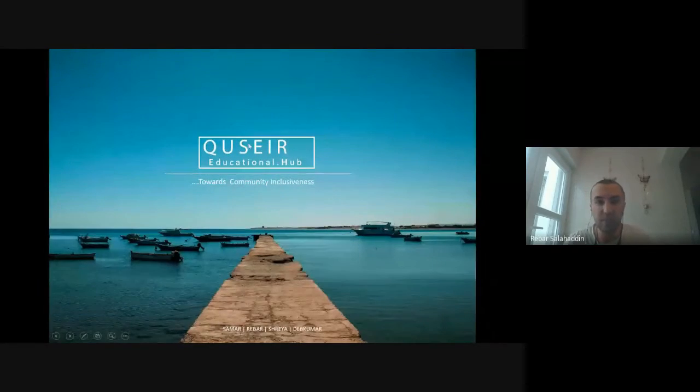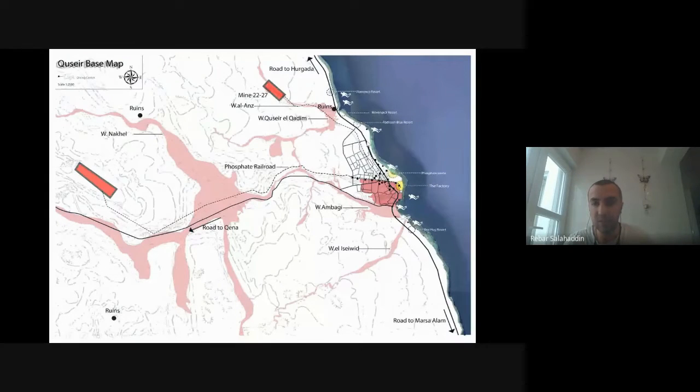Yeah, and this is our vision, our proposal, Qusair, Educational Hub toward Community Inclusiveness, and later on we will put more elaboration and the base map of the city of Qusair, and in relation to it, the ecological system boundaries. We can see here, this is our city, Qusair. Can you see my pointer, by the way? Okay. Yes. And this is the Wadi Qusair Al Qadim, the Wadi Ambagi, the Wadi Al Asyut, and the connection between the wadis here at this point. Both of the wadis meet, and also the Wadi Al Asyut meets with the Wadi Ambagi here at this point.